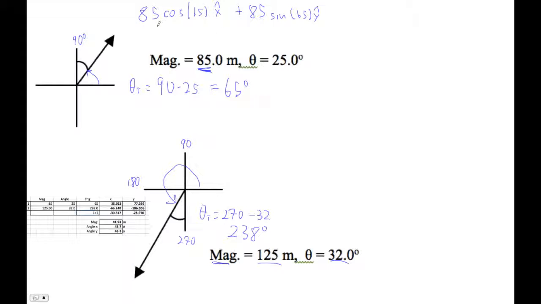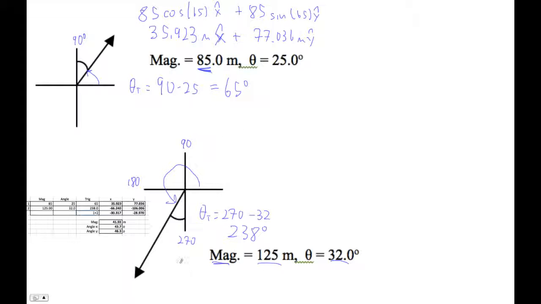So this is 35.922, in fact, right? Or I guess I'll say 35.923. Okay, and that's meters in the x direction, right? Plus, and then this is 77.036. And that's meters in the y direction, okay?